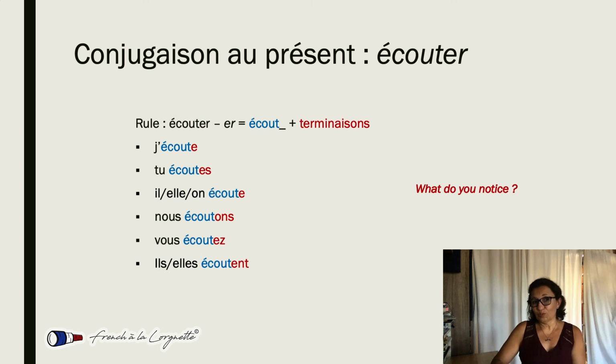And when you feel brave enough, you take another verb that ends by ER, parler, danser, marcher, and you conjugate it applying the rule. Okay? So these are the three verbs or types of verbs that you need to know without any discussion, without thinking about them.